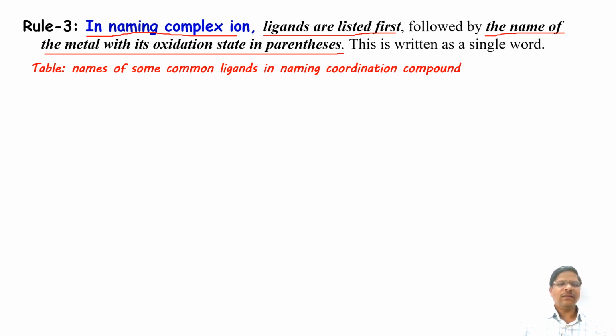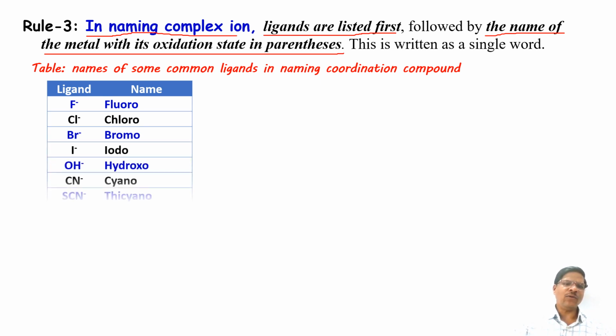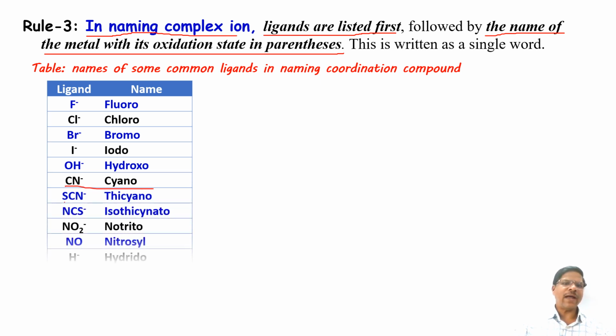So how are the names of the ligands decided? Ligands have their specific names depending on the group or the atom. So we have the list here. F- is labeled as fluoro, Cl- chloro, Br- bromo, I- iodo, OH- hydroxo, CN- cyano, SCN- thiocyano, NCS- isothiocyanato, NO2- nitrito, NO nitrosyl, H- hydrido.